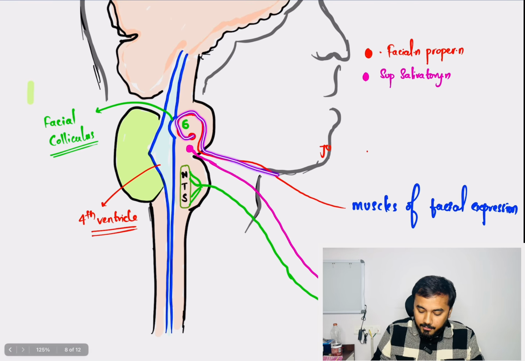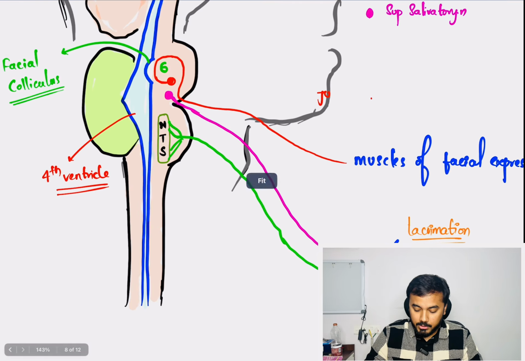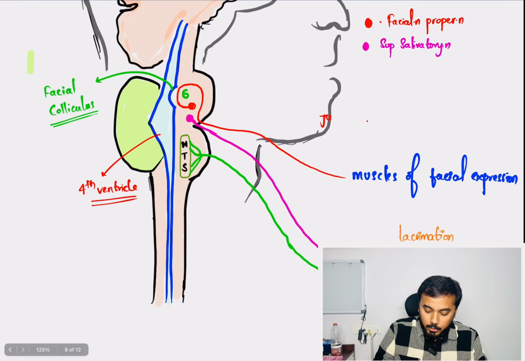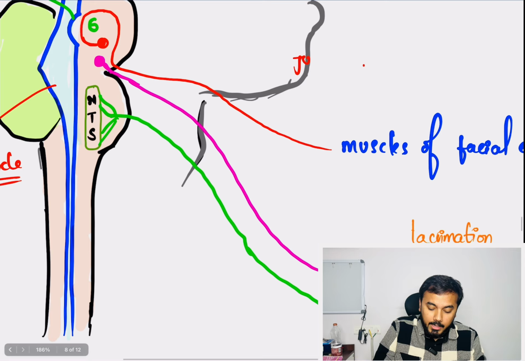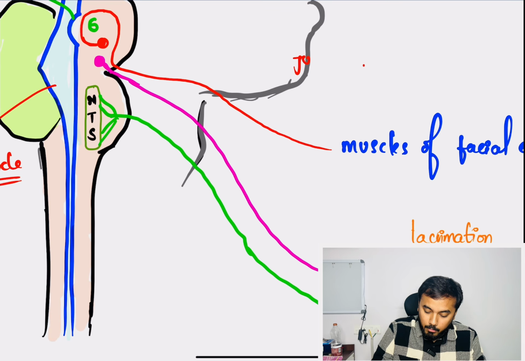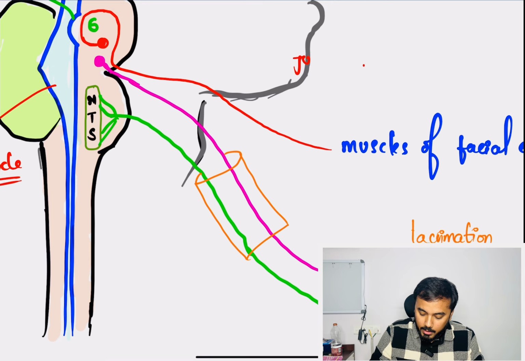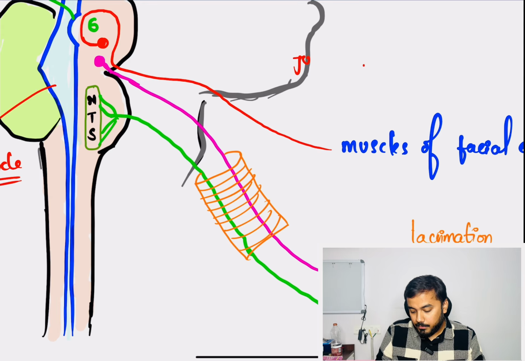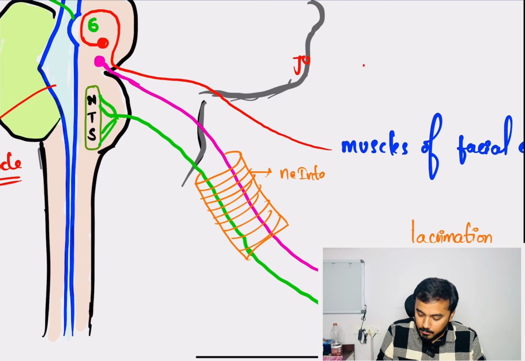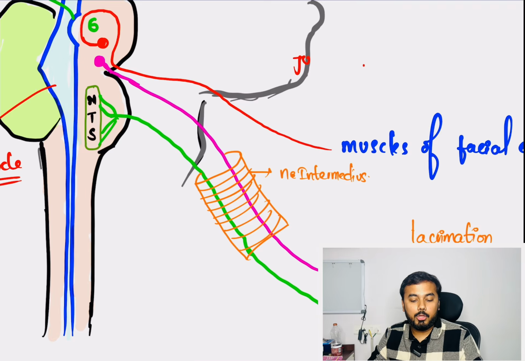Guys, before that, I just wanted to tell you one more important thing which I missed. I'm really sorry. यहाँ पे ना, I told you this is superior salivatory nucleus and this is your chorda tympani, right? Now both of them are enclosed in the component of facial nerve, and this one over here is called your nervus intermedius. This part over here is called your nervus intermedius.